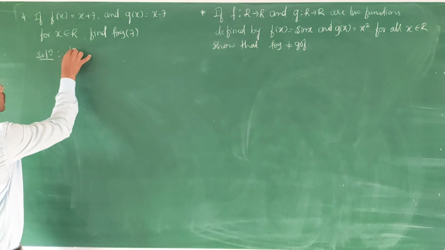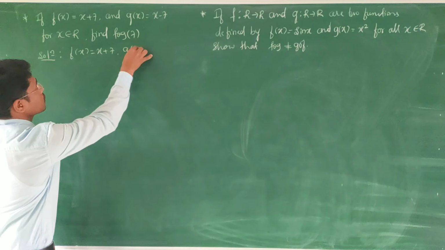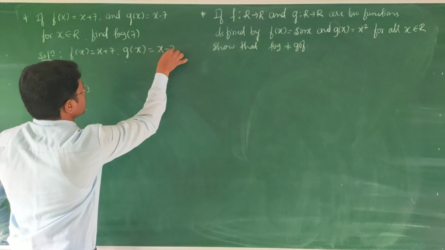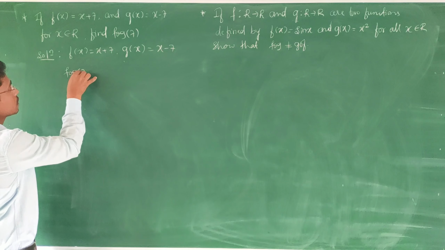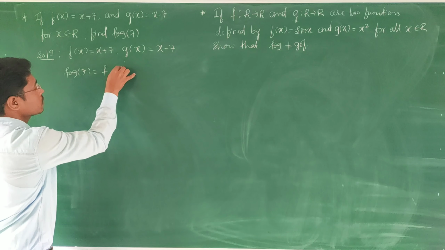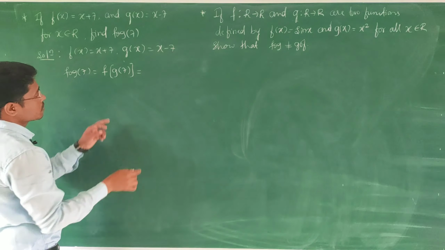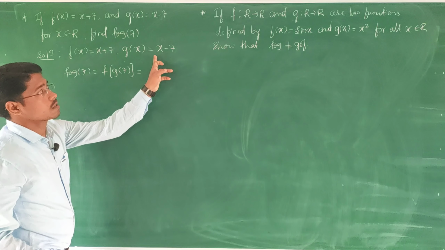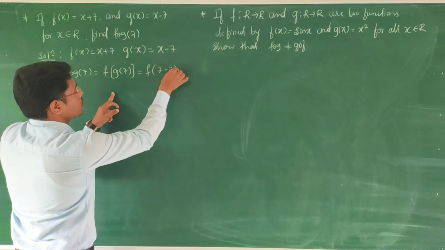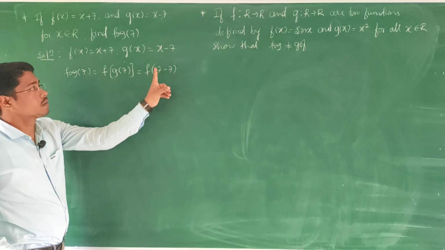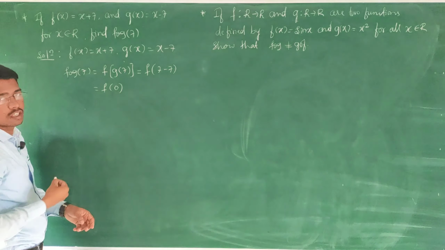So first write the given: f of x equal to x plus 7, g of x equal to x minus 7. f o g of 7 equal to f of g of 7, right? So what is g of 7? g of x equal to x minus 7. g of 7 equal to 7 minus 7. In the place of x, put 7, so 7 minus 7. This is equal to f of 0, right?